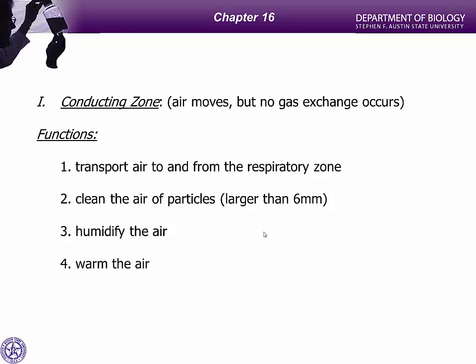It's moving air. It's going to clean particles out of the air with mucus-producing cells and ciliated cells. It's going to humidify the air. It's going to warm the air. But the principal function is to transport air down to the level where we will undergo external respiration.